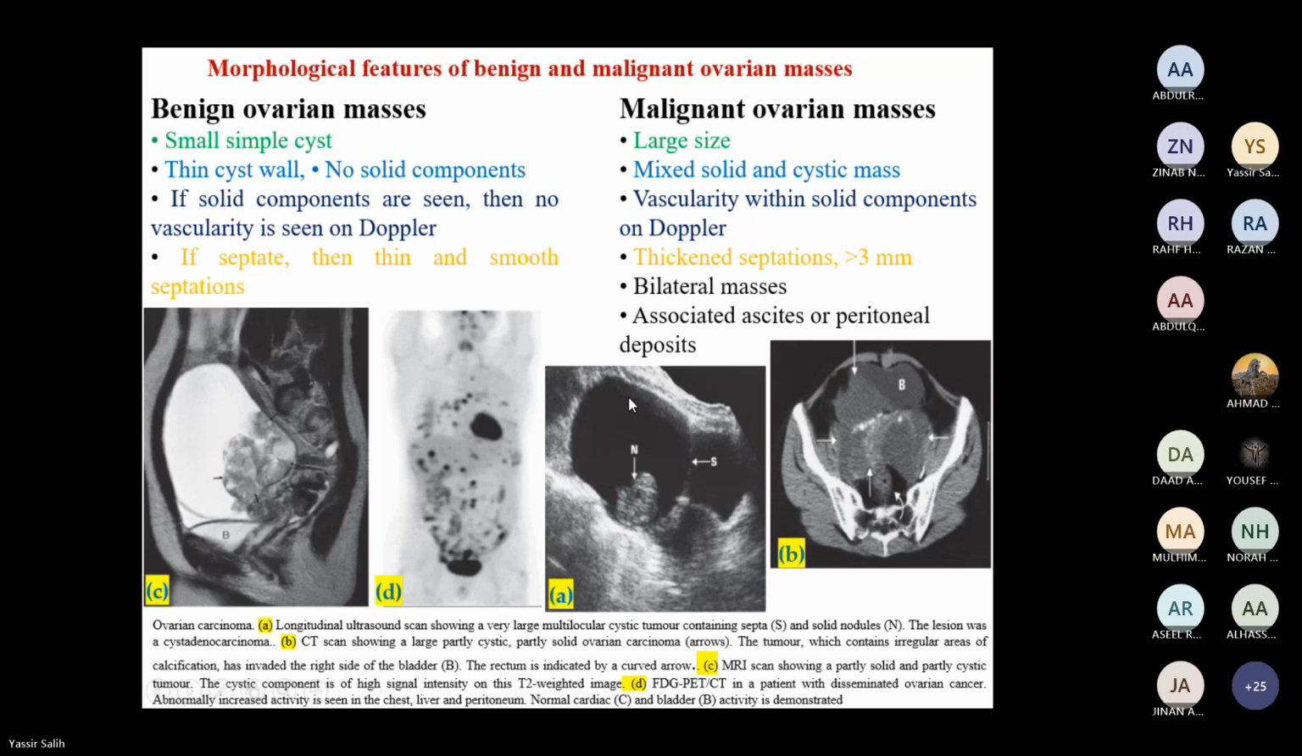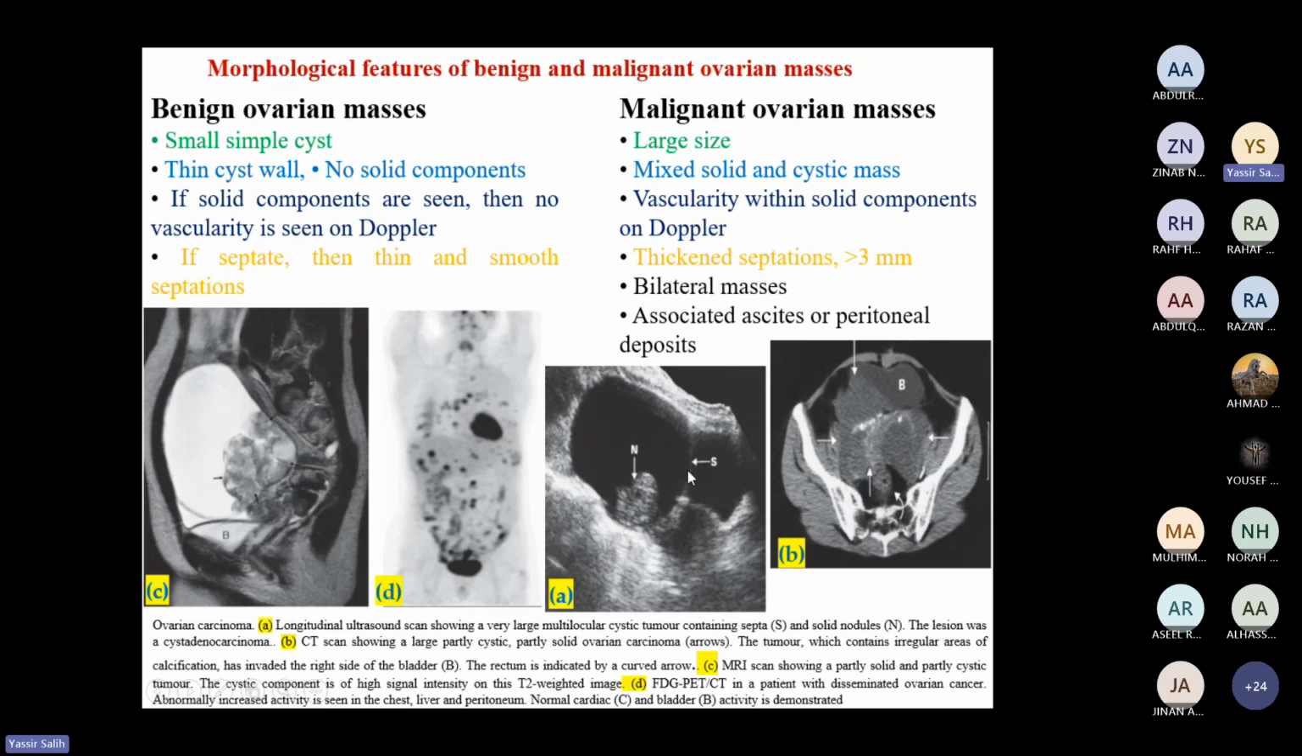What is this exam, or what is this technique? Ultrasound. What do you see? Cyst. Multiple. Yes, this is a cyst and this is a cyst. And what is this? Just solid part. Yes, this is a solid part. And what is this? Septum. Yes, this is a septum. So this is cystic with septum.